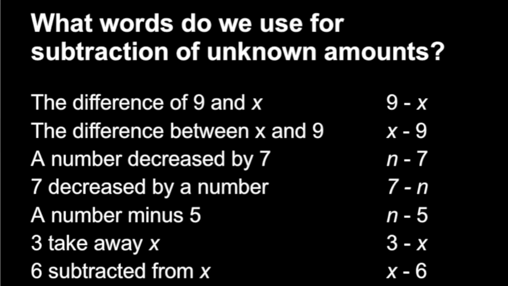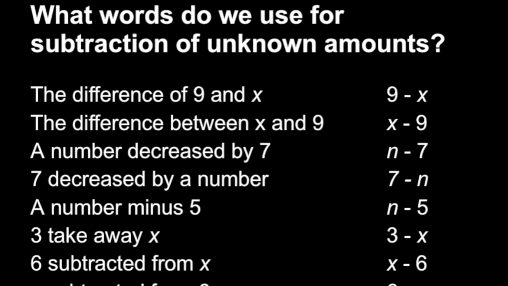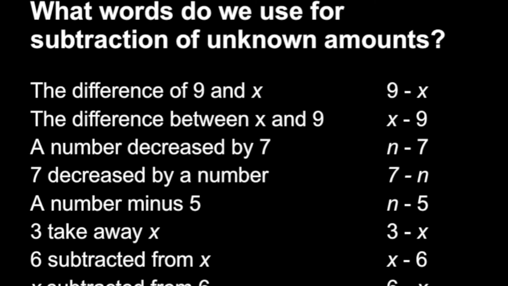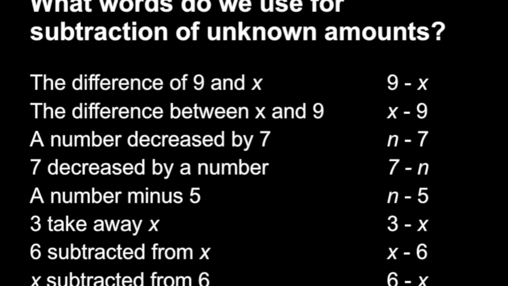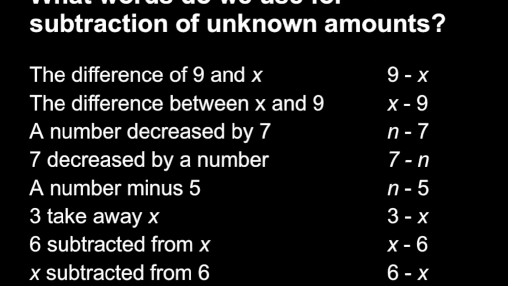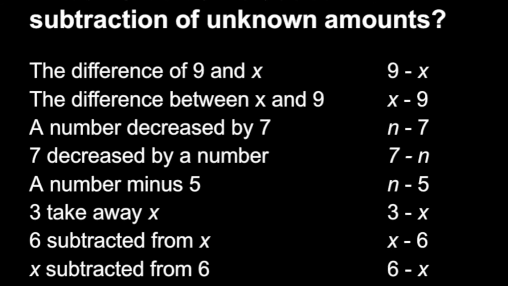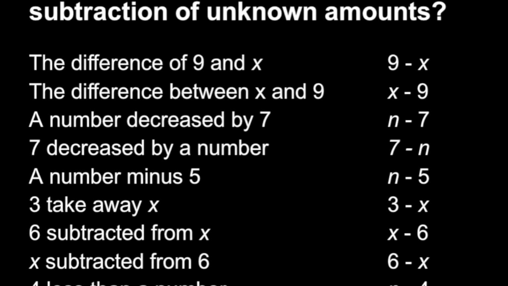What words do we use for subtraction of unknown amounts? The difference of 9 and x, 9 minus x. The difference between x and 9, x minus 9. A number decreased by 7, n minus 7. 7 decreased by a number, 7 minus n.